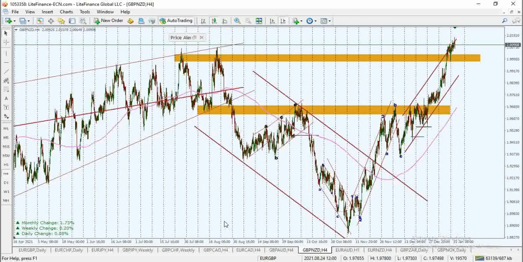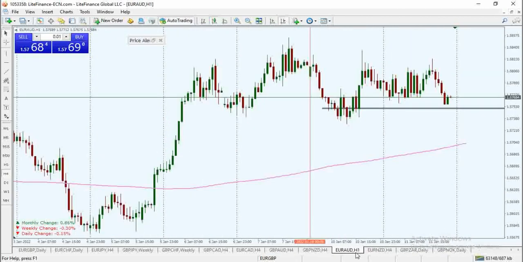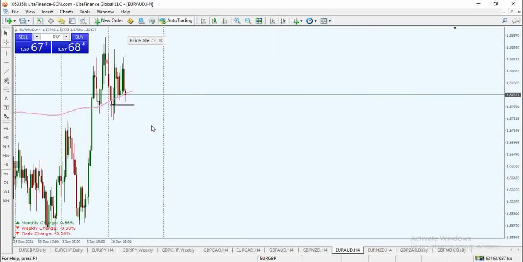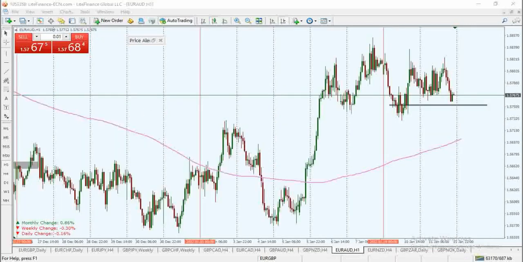There's no trade here. We don't have any reason to trade this, but we have reason to trade EUR-AUD. This is complete. One, two, three, A, B, C. So this is the start of the new wave. If price breaks below this zone one more time, it's bye-bye for us. Just leave it to go.